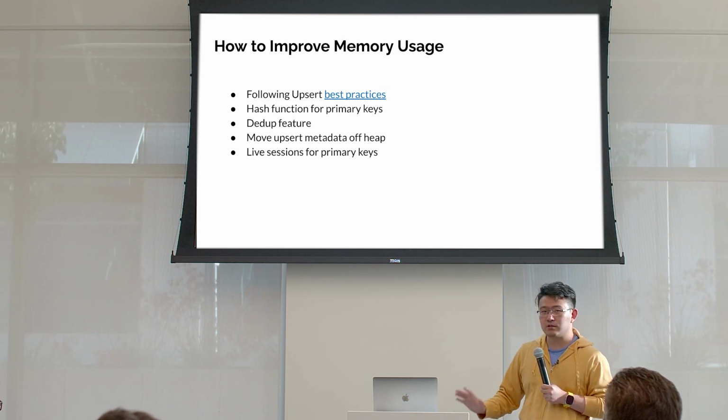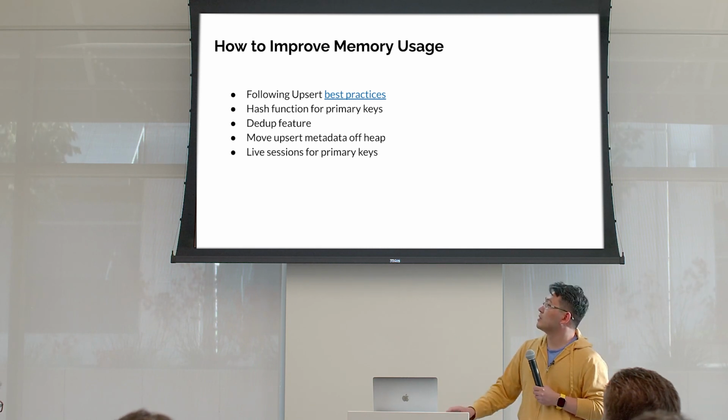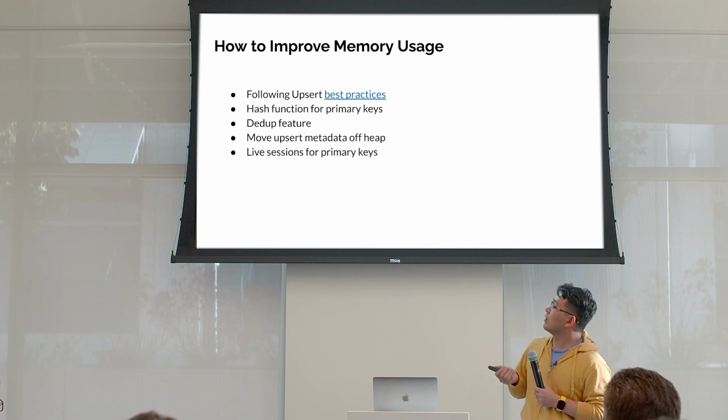But what if it's a business requirement that you have to use a composite primary key? There's another feature contributed by Uber. It's called a hash function. This hash function in the upsert config can help you hash your primary key, and you only store 128 bits of the hash code of your primary key. Even though there is a possibility, a very low possibility, of getting a collision, it will still improve your memory usage a lot for the key space.